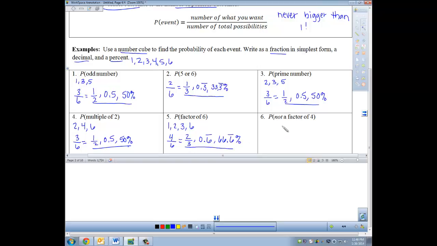Number 6, we want the probability that it is not a factor of 4. Our factors of 4 would have been 1, 2, and 4. So the numbers that are not a factor would have been 3, 5, and 6. So these are the options we want. So we have 3 options out of 6, reducing down to 1/2, which is again 0.5 or 50%.